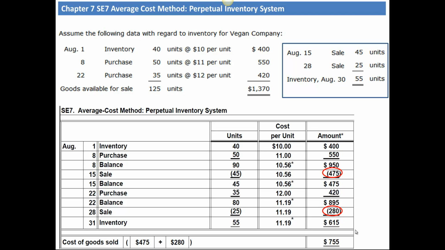So then to calculate the cost of goods sold, we sum up the 475 from this cell and the 280 from this cell. And if you wanted to put it in the format that we've used, you can. Cost of goods available for sale, $1,370, less ending inventory of $615 gives us our cost of goods sold of $755.